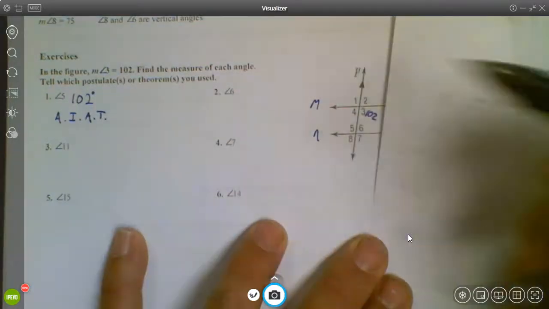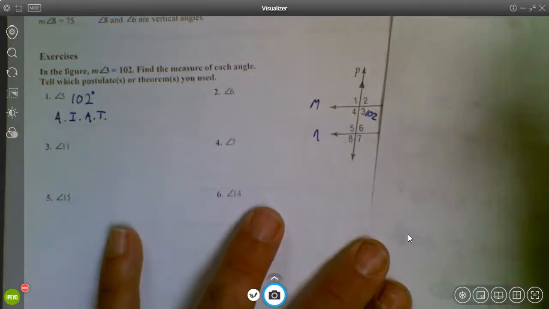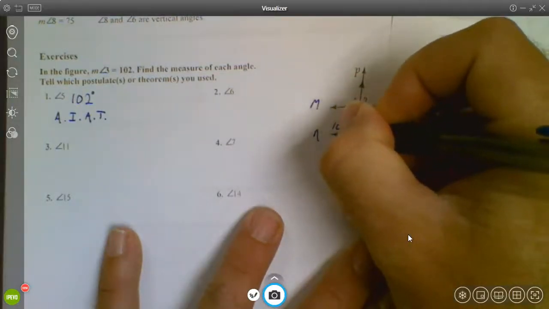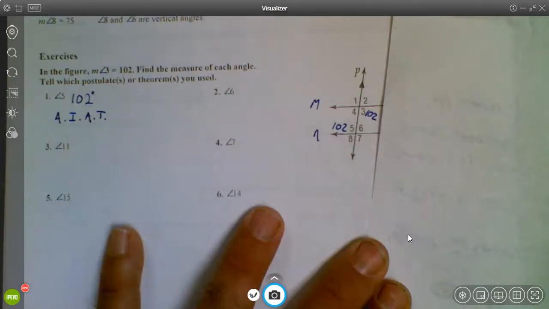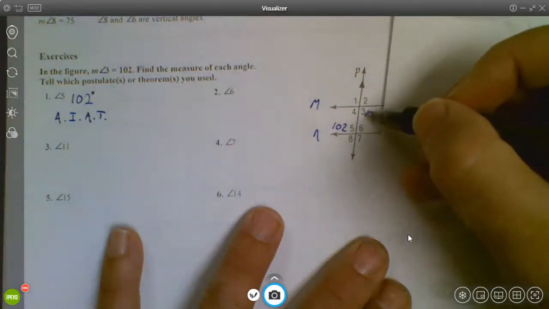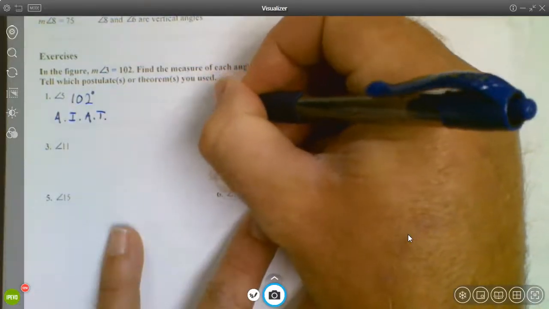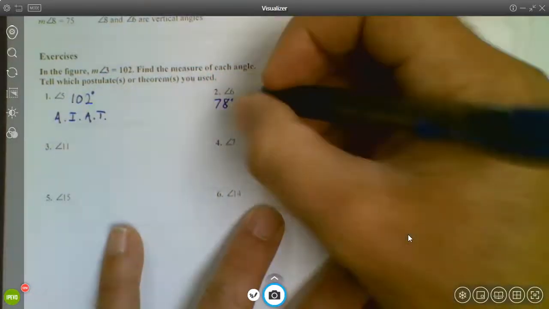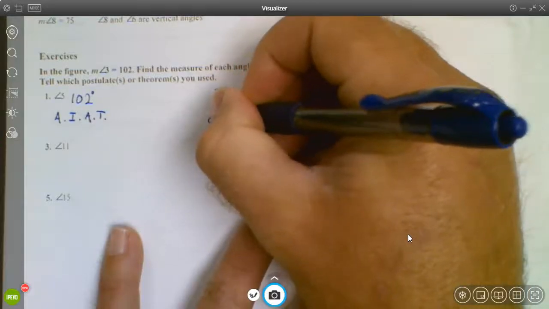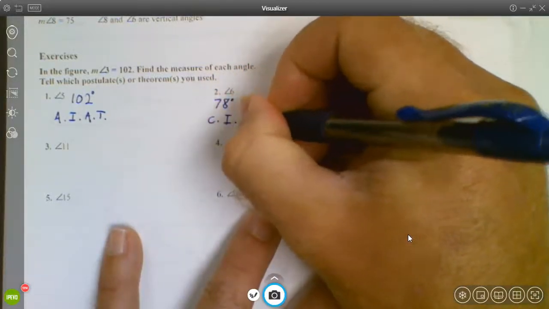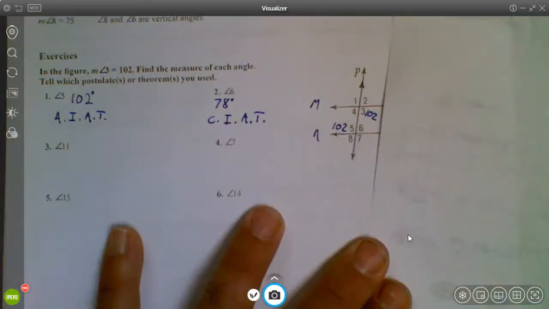Let's jump over here to angle 6. How can we figure out angle 6? Well, we just figured out this was 102. So now you actually have two different ways you could come up with angle 6. The new one is to recognize that 3 and 6 are consecutive interior. And as we already learned, consecutive interior angles are supplementary. So if this is 102, this would have to be 78. And if you took that route, then we would say we use the consecutive interior angles theorem.